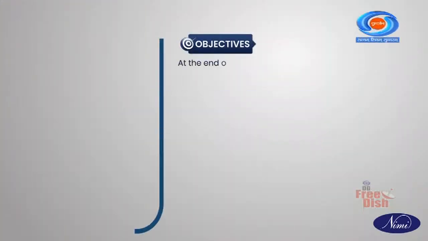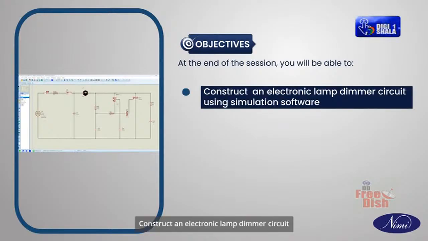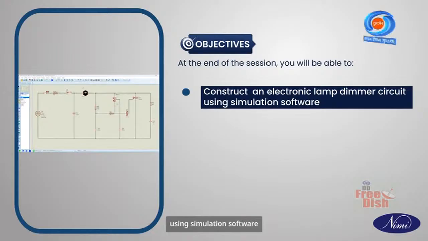Objectives. At the end of this session, you will be able to construct an electronic lamp dimmer circuit using simulation software.